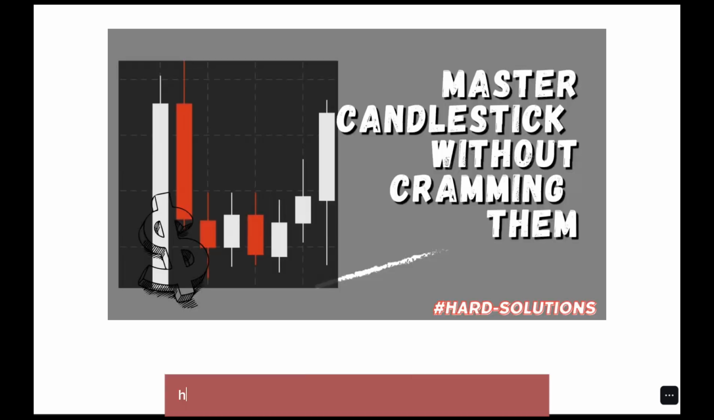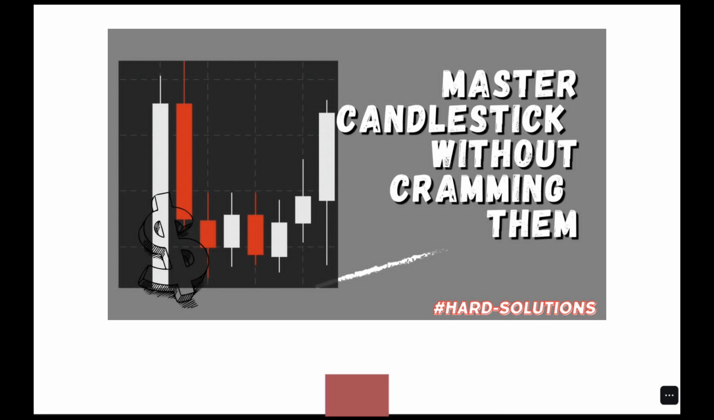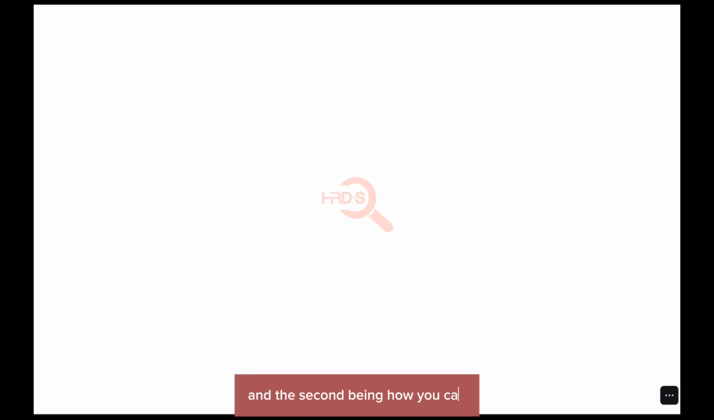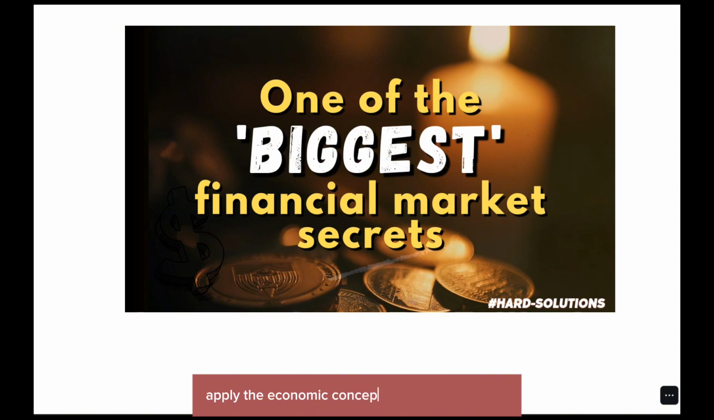Last week, we were able to look at two important concepts in the financial market. The first being how you can master candlesticks without cramming them. That is, how you can read price action by looking at your charts so that you can know what the market makers are doing, whether investors have pushed in money or not. And the second being how you can apply the economic concept of product life cycle in the financial market to help you make wise investment decisions.